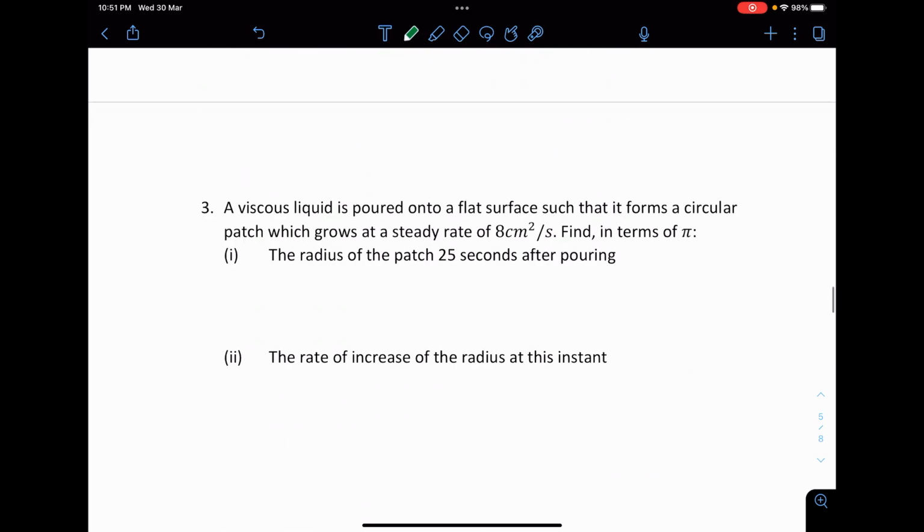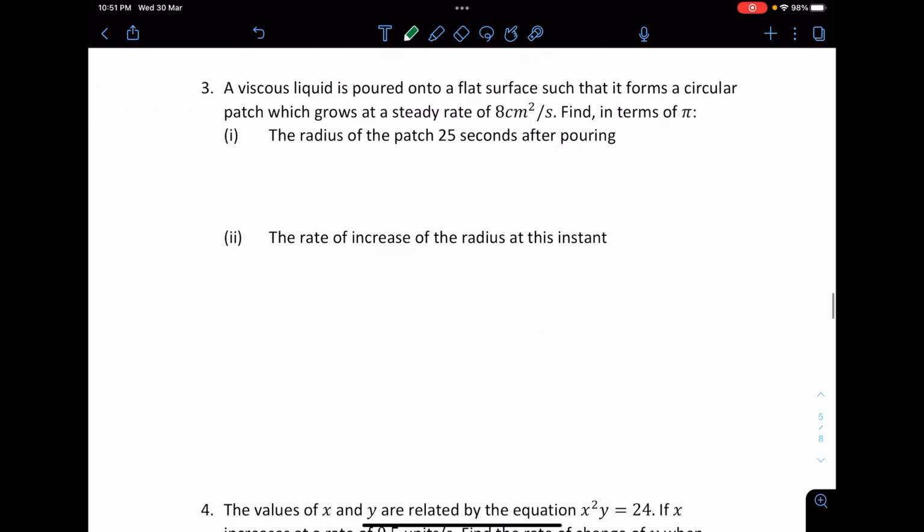I still have two more questions. A viscous liquid is poured onto a flat surface such that it forms a circular patch. You can see that this is in cm squared and it is growing at a steady rate, so I have dA dt as 8 units. Next, find the radius of the patch 25 seconds after pouring. They want the radius after 25 seconds of pouring.